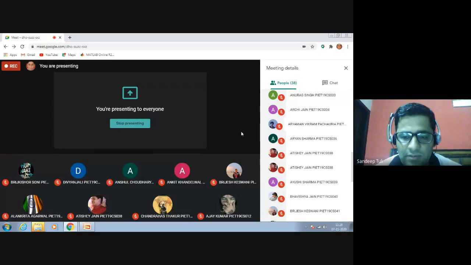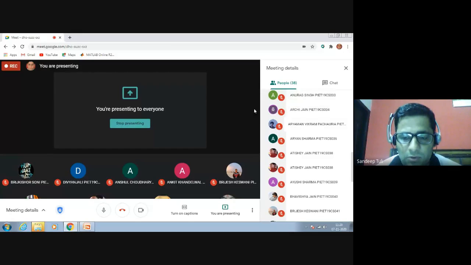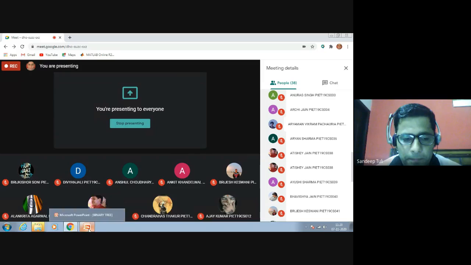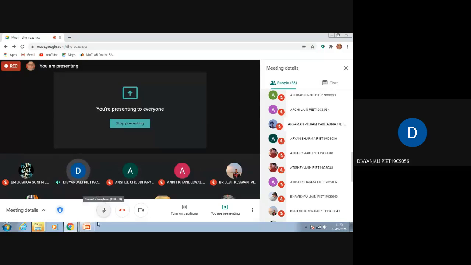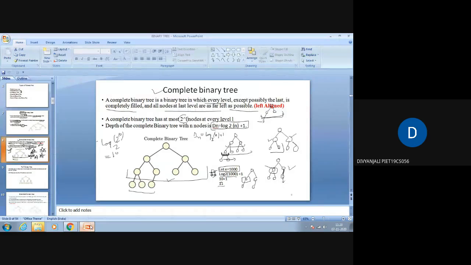These definitions are very important actually. That's why I just want to revise it. Please tell me fast. What is a full binary tree? So a full binary tree is one in which every node has two children. So what is, sir, a complete binary tree? Every node other than leaves has two children.